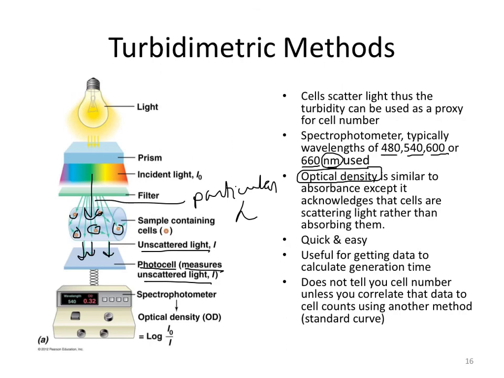What's great about these methods is they're really quick and really easy. So you can get data really quickly. And you can use that data and plot a growth curve, which we've discussed previously, and you can calculate generation time quite simply from the growth curve. So you can get a lot of really useful information using these methods. What you cannot do is correlate cell number to that data unless you use another method in conjunction with it and develop a standard curve. With that, I will conclude this discussion of our methods for assessing growth.